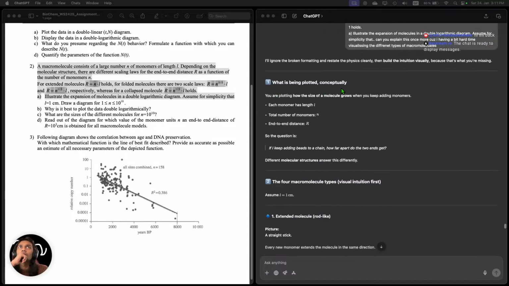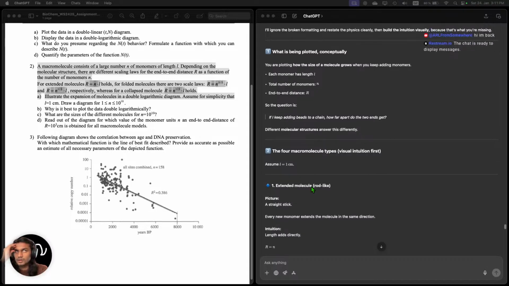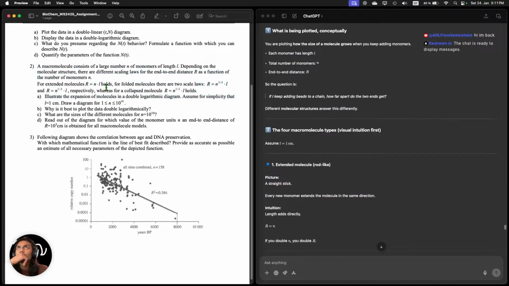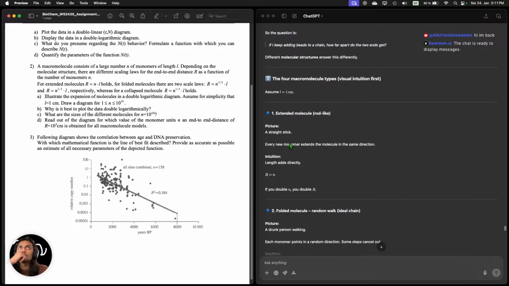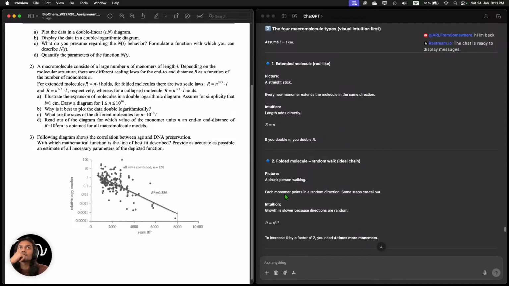What is being plotted conceptually? You're plotting how the size of a molecule grows when you keep adding monomers. Each monomer has a length of L, total number of monomers N, and end-to-end distance R. So the question is, if I keep adding beads to a chain, how far apart do the ends get? The macromolecule types. Extended molecule, rod-like. That is just N times L. Every new monomer extends the molecule in the same direction.